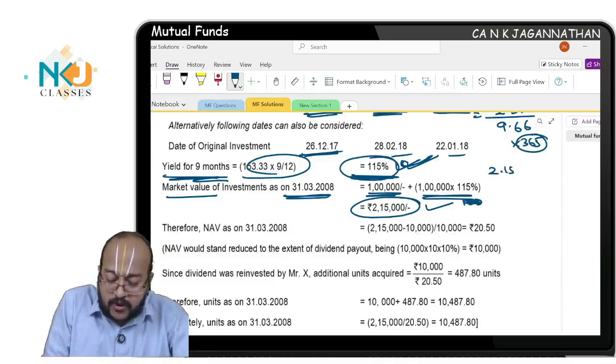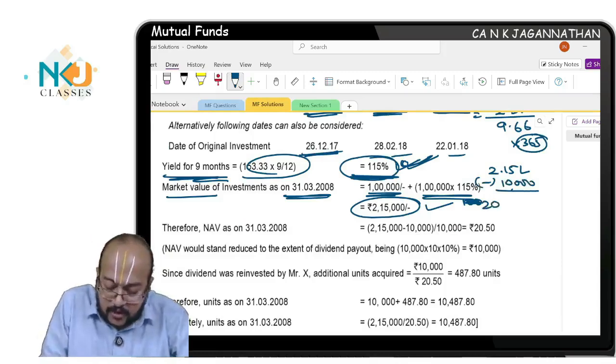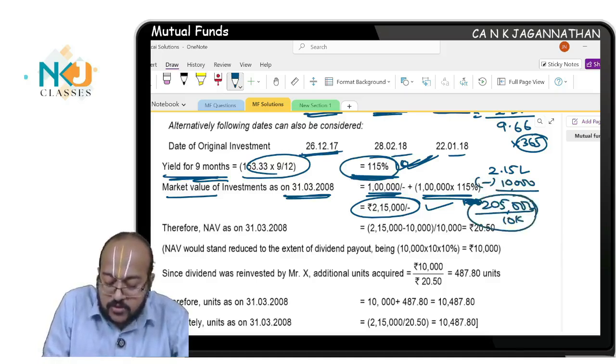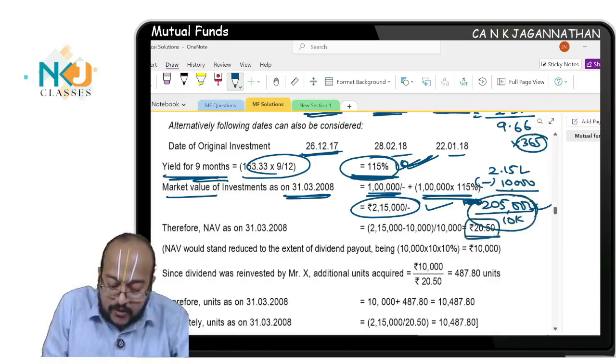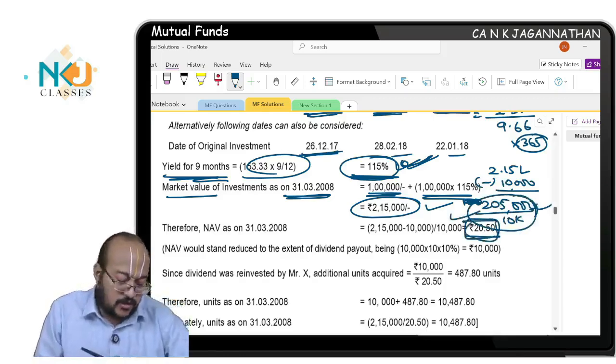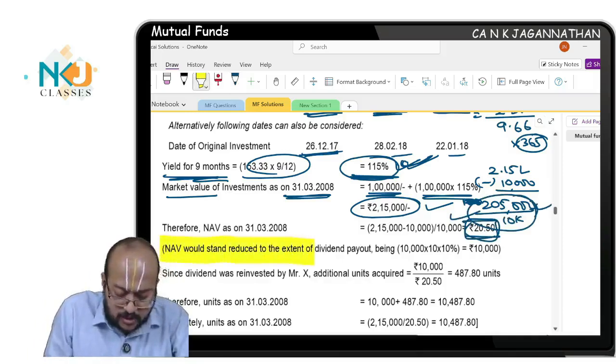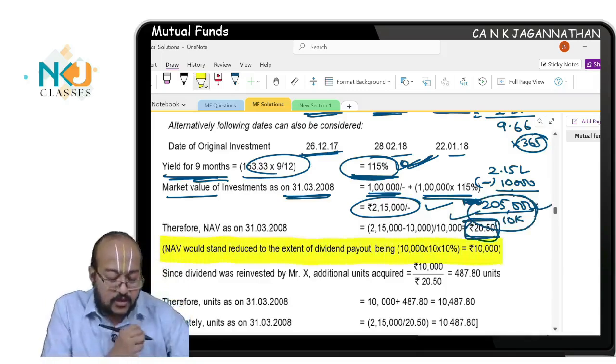But 2.15 lakhs minus 10,000 will be reduced. Correct? How much is it? 2,05,000. Are you understanding? Divided by 10,000 units outstanding, you will get NAV 20.5. So NAV, see here also it is given, very very important, NAV would stand reduced to the extent of dividend payout, which is 10,000.